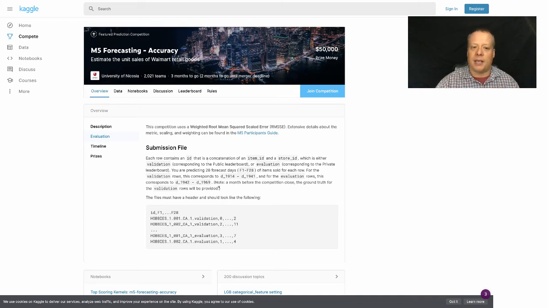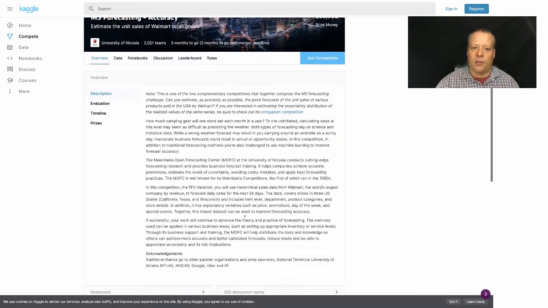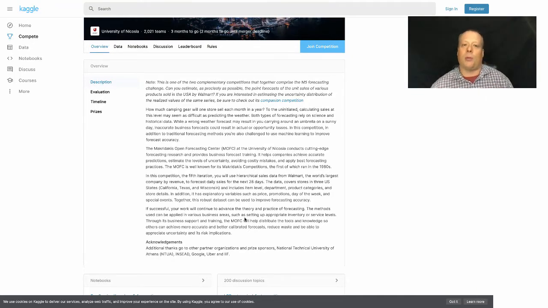So essentially, if you read it through, in this one you're trying to predict how many units will be sold in the USA by Walmart. In particular, they're asking things like how much camping gear will one store sell each month, and things along those lines. You're going to use hierarchical sales data from Walmart. You're going to forecast daily sales for the next 28 days, and you're going to look at data that covers stores in 3 U.S. states, California, Texas, and Wisconsin. It includes all sorts of aspects to it.